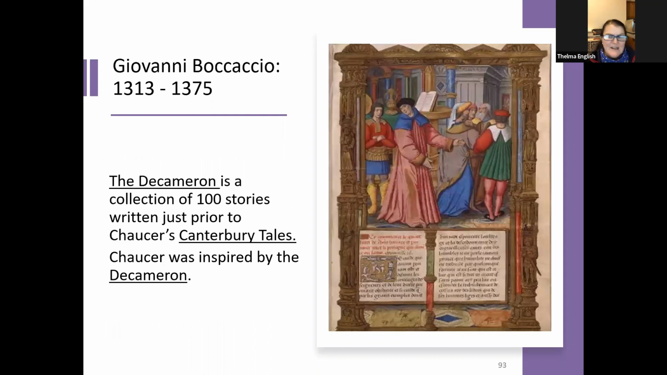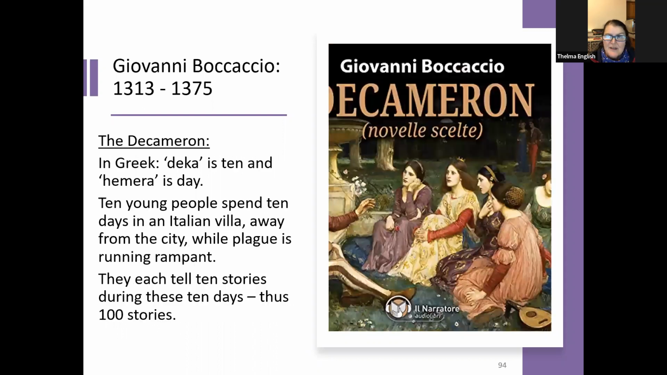The Decameron is a collection of 100 stories written just prior to Chaucer's Canterbury Tales. So guess who inspired Chaucer? He was inspired by the Decameron. And of course, Chaucer didn't finish all his tales, but that was his inspiration.